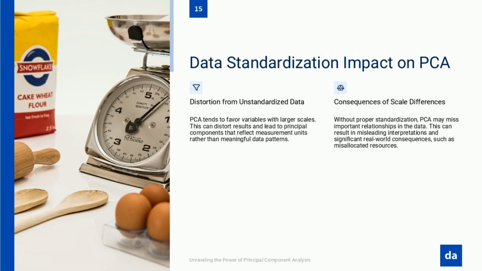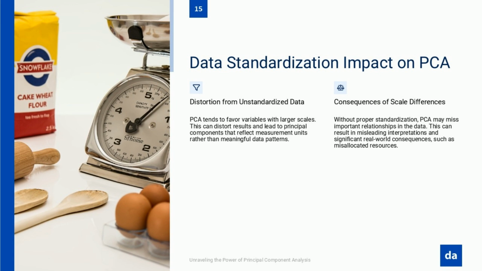Visual examples make this concept crystal clear. When we plot unstandardized data, the principal components align almost perfectly with the axes of high variance features. After standardization, these same components often reveal diagonal patterns cutting across multiple features, showing how variables interact in ways that were previously invisible.